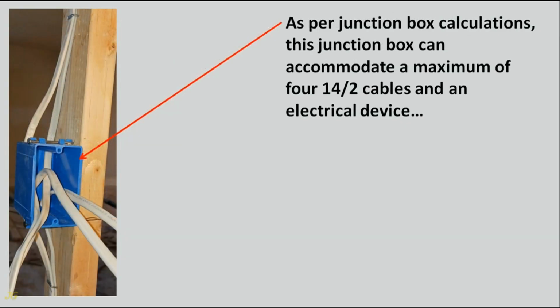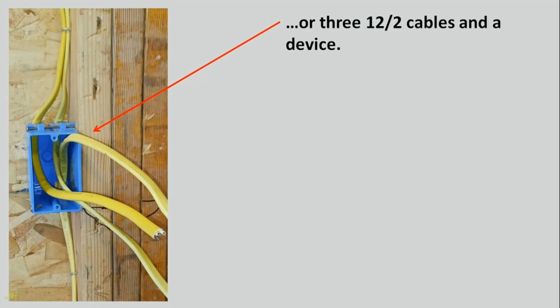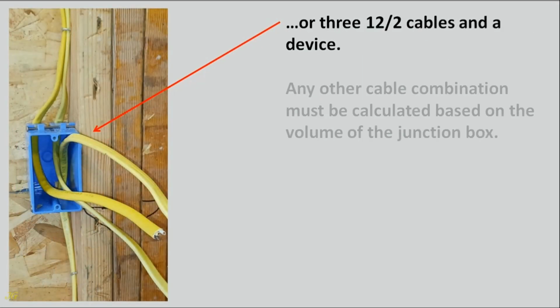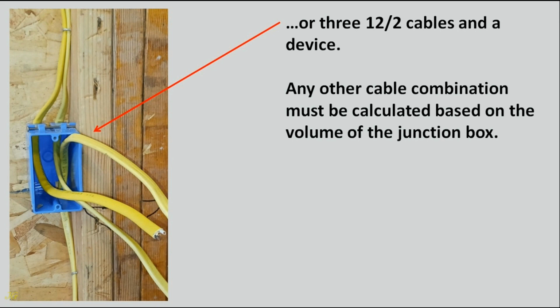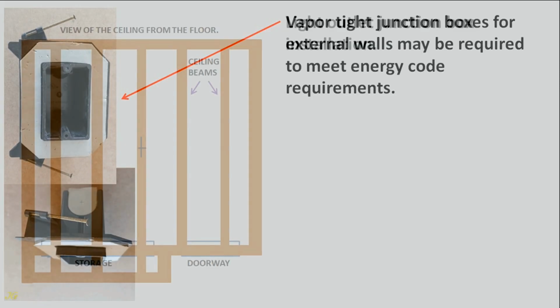As per junction box calculations, this junction box can accommodate a maximum of 4 14/2 cables and an electrical device, or 3 12/2 cables and a device. Any other cable combination must be calculated based on the volume of the junction box. Vapor-tight junction boxes for external walls may be required to meet energy code requirements.